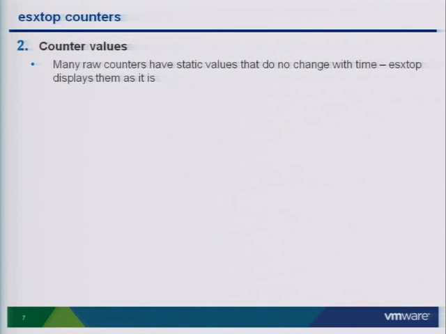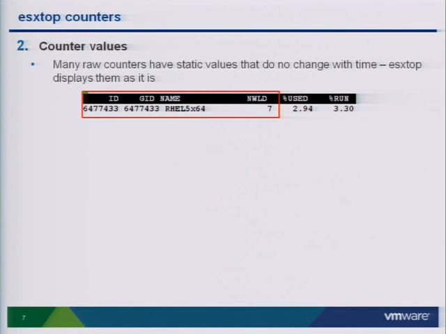The second thing is how the counter values are created. There are three different kinds of counters I could think of from an ESX standpoint. One is that many of the counters have static values. They don't change during the lifetime of the ESX box or the lifetime of the VM that is running. To give you an example, every VM has a world ID, a group ID, and a VM name. These are static information, so ESXTOP just reads them and shows them as they are.